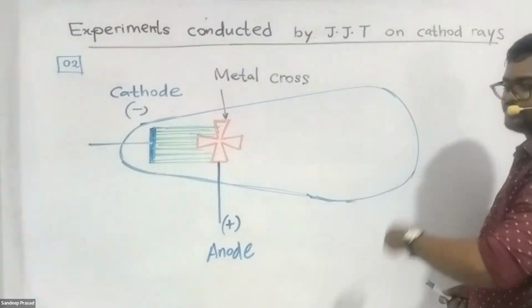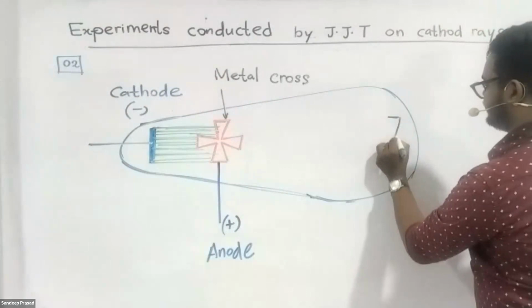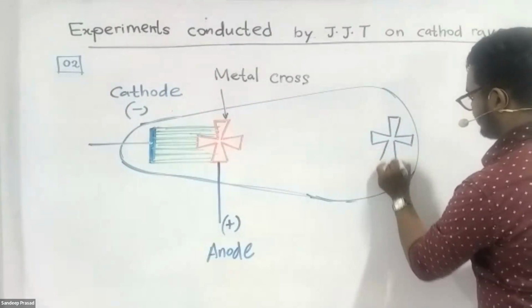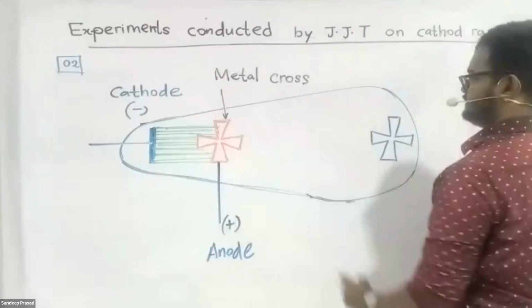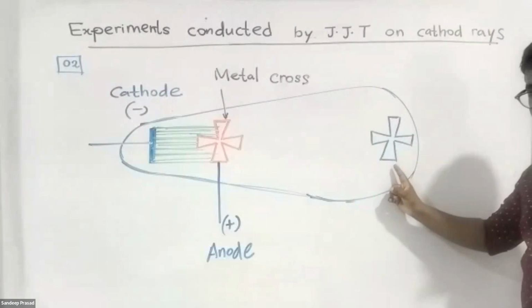A sharp shadow at the opposite side of the cathode ray tube. Can you understand? This is the sharp shadow. The exact shadow of the metal object, the metal cross, you can see on the opposite side of the glass tube. This is the shadow of the metal cross.